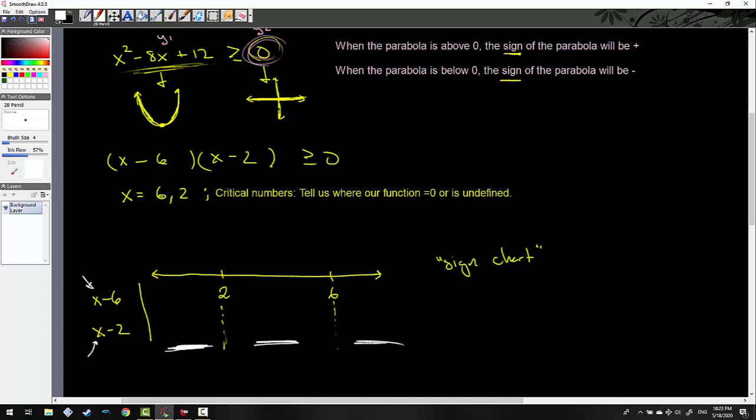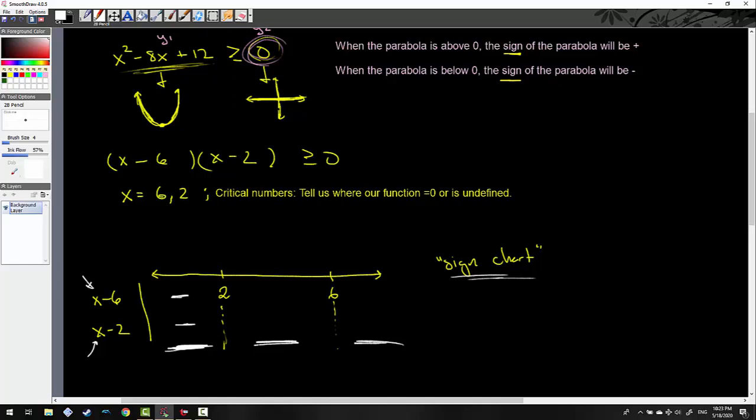So a number less than 2 is 0. 0 minus 6 is negative 6. But I don't care that it's negative 6 because this is a sign chart and not a value chart. I just care that it's negative. Now I'm going to take that same number, 0, and plug it into x minus 2. 0 minus 2 is negative 2, but again, I don't care that it's negative 2 because it's just a sign chart. It's just negative.